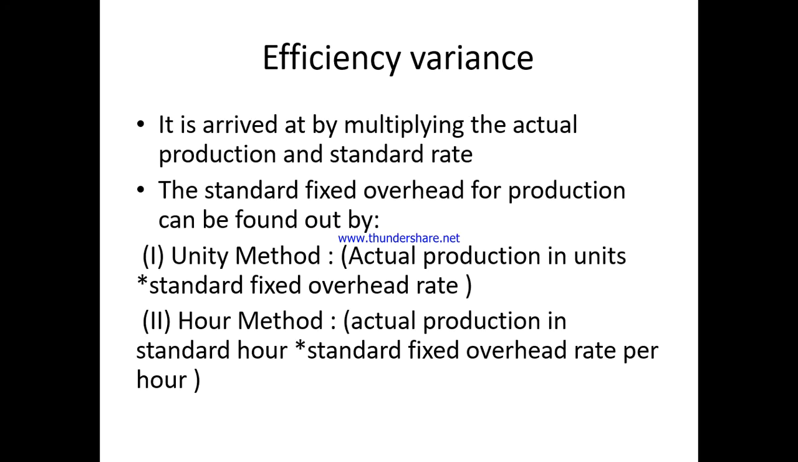Efficiency variance. It is arrived at by multiplying the actual production and the standard rate. The standard fixed overhead for a production can be found out by the unit method: actual production in units multiplied by the standard fixed overhead rate. Hour method: actual production in standard hours multiplied by the standard fixed overhead rate per hour.